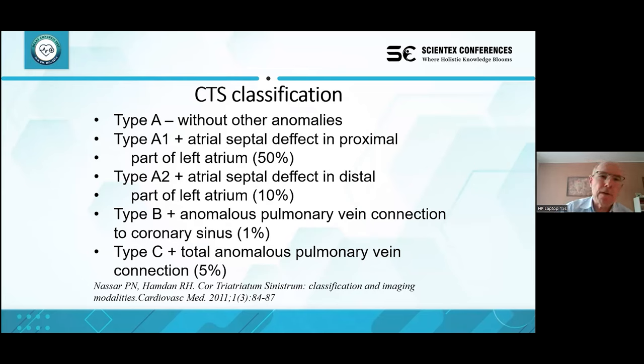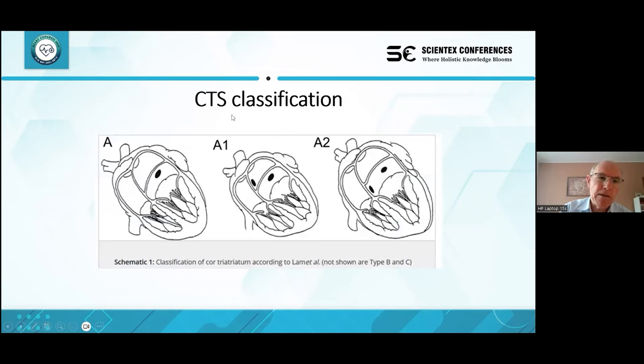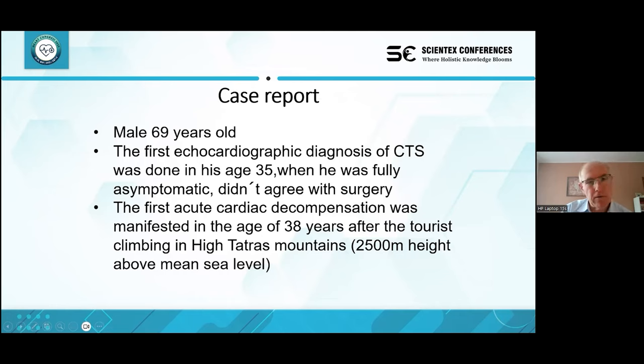Okay, I talked about classification. Here are five types, as I talked before, and our case has type A, without other anomalies. There can also be septal defect and anomalous pulmonary vein connection, but it's not our case. Here is type A on the left picture. It's our case with two holes on the membrane, as you will hear next.